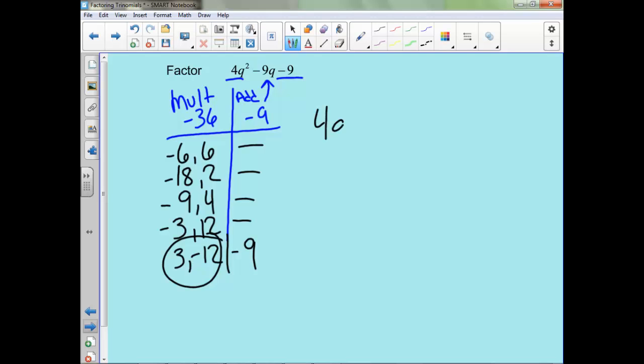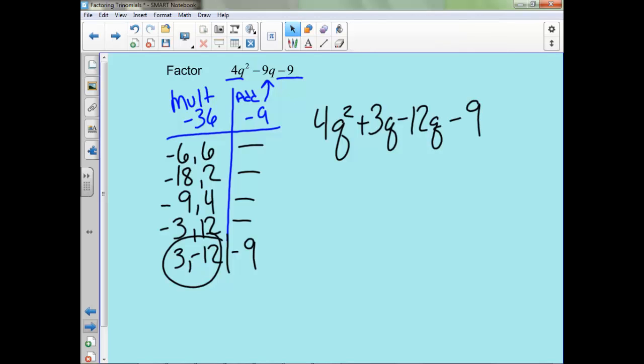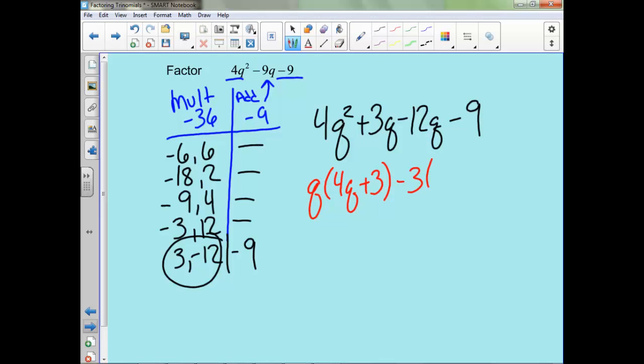So now we'll go 4q squared plus 3q minus 12q minus 9. And in our first two, our GCF is q, so we're left with 4q plus 3. In our second two, they're both negative, so let's take out a negative 3. Left with 4q plus 3. And these are the same, which is what we want, so let's factor that.